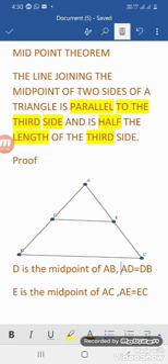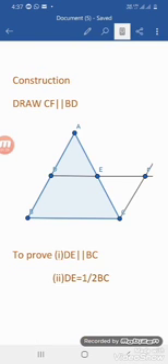Now our theorem states that the line DE, the line joining the midpoints of the sides AB and AC, is parallel to BC and it will be half of BC. So in order to prove the theorem, let us draw CF parallel to BD. Draw CF parallel to BD, and we have to prove DE parallel to BC and DE equal to half of BC.